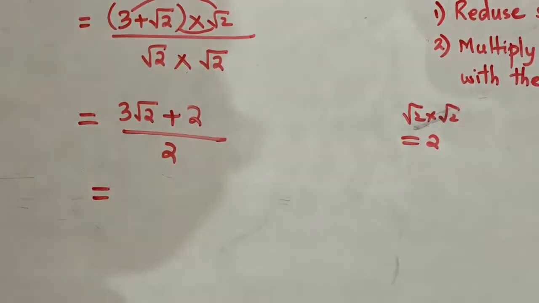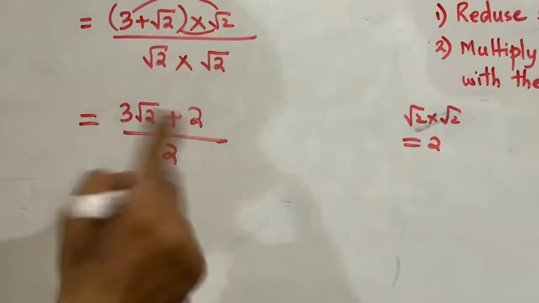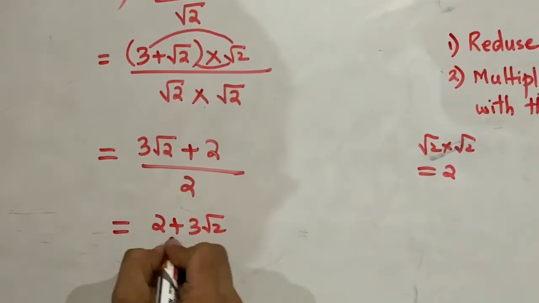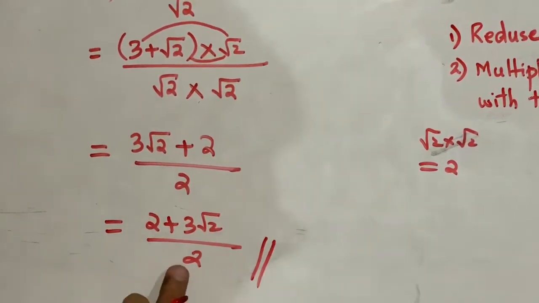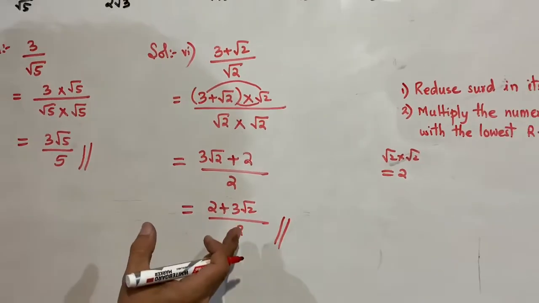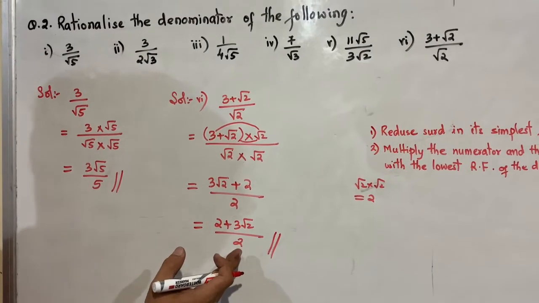the answer. Or you can write it as 2 plus 3 root 2 divided by 2, since the denominator is a rational number. So we need to rationalize the denominator.